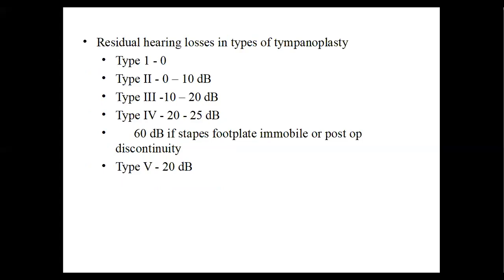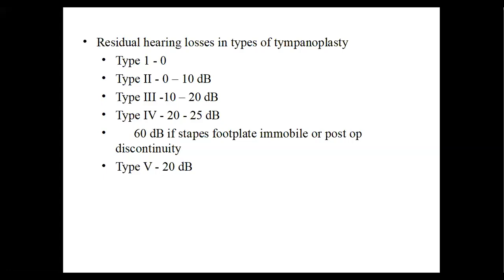So in type 1 tympanoplasty, there won't be any residual hearing loss. In type 2 tympanoplasty, you are placing the graft onto the incus, so you can expect some residual loss up to 10 decibel. In type 3, as you're placing onto the stapes head, there will be around 10 to 20 decibel of hearing loss. In type 4, we are placing onto the footplate, you can expect a residual loss of at least 10 to 20 to 25 decibel.